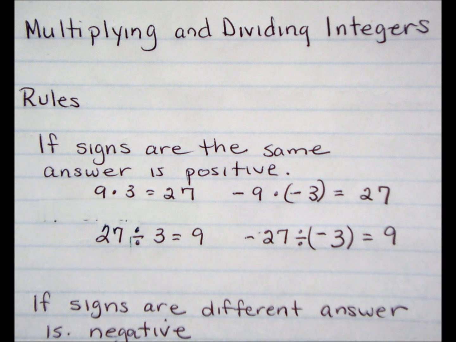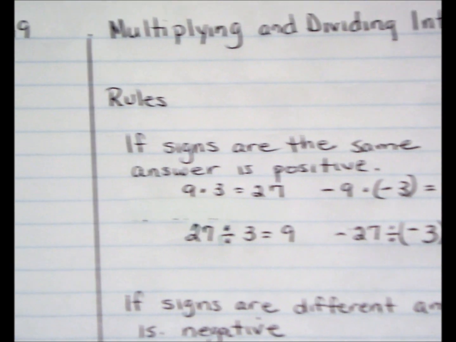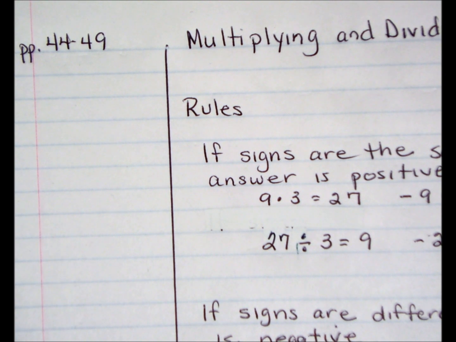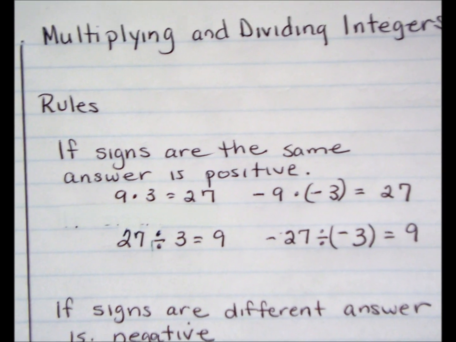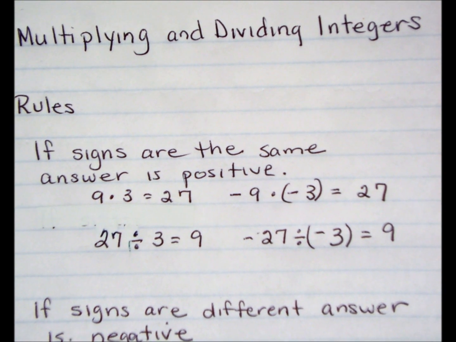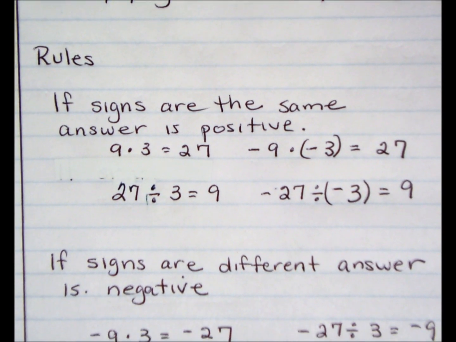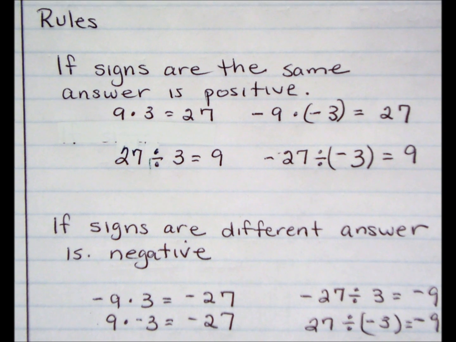Okay, this lesson is on multiplying and dividing integers, and your reference pages are pages 44 through 49 in the book. Multiplying and dividing integers is fairly simple. You just have to learn the rules, and the rules are very simple.